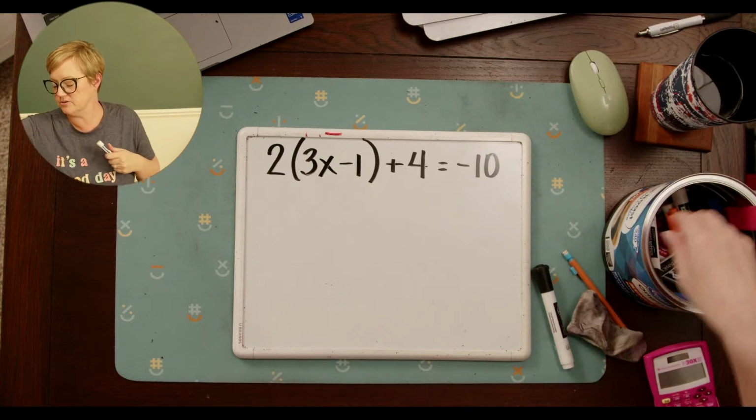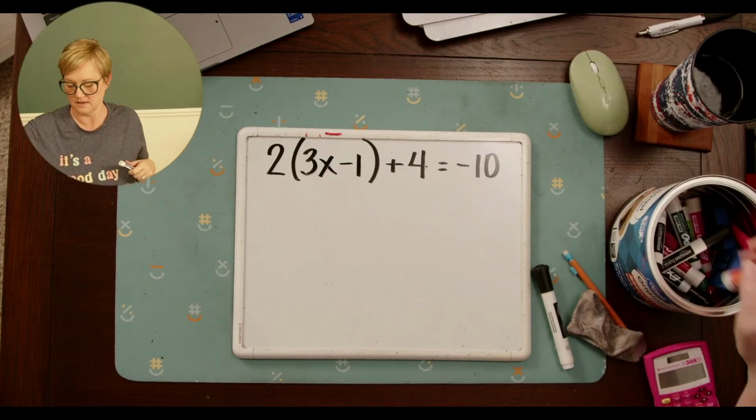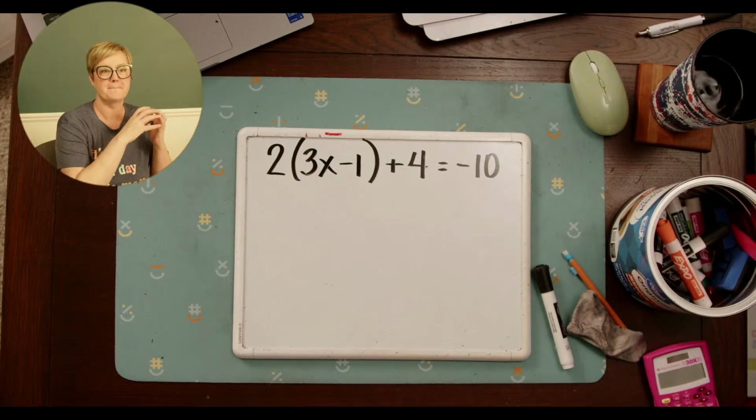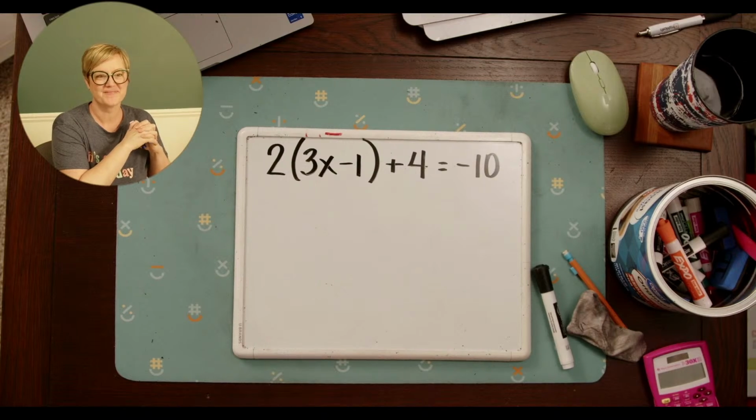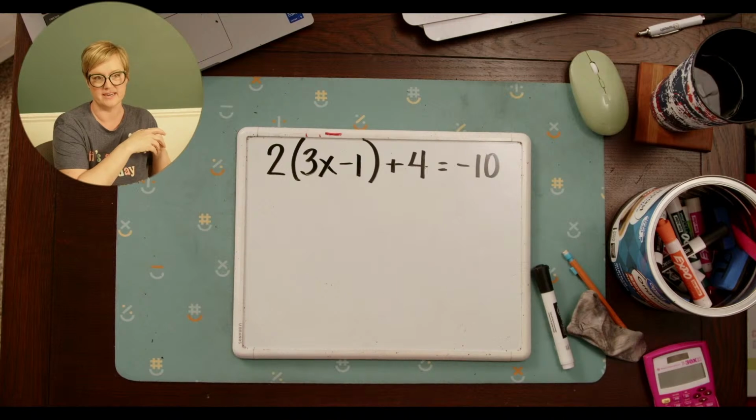All right, so how are we going to solve this one? Anybody have a solution? Put it in the comments. So we would normally follow PEMDAS, but we've got that X there, so we're going to need to use the distributive property, right?